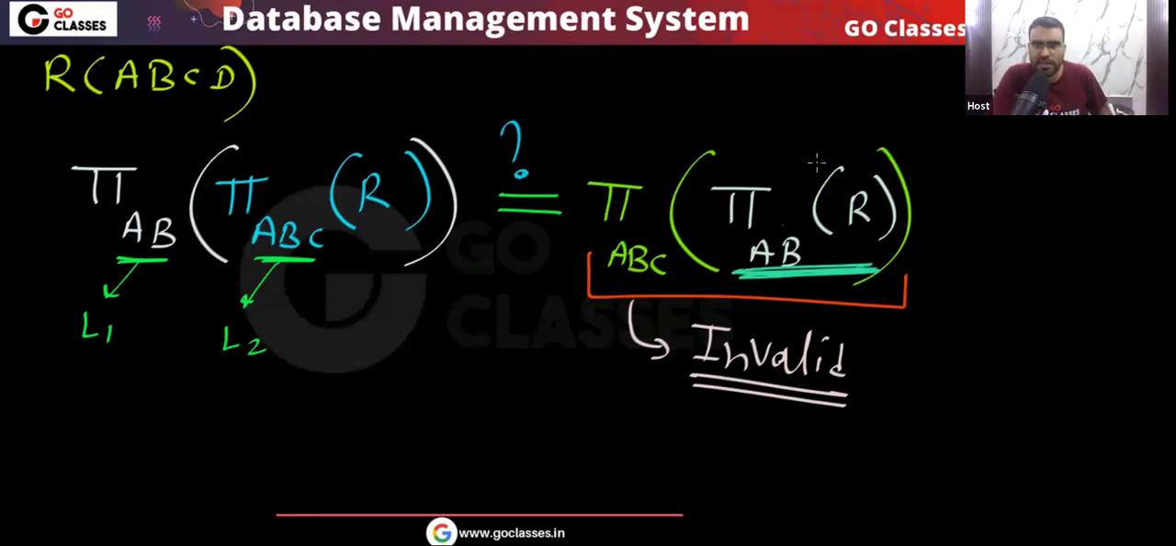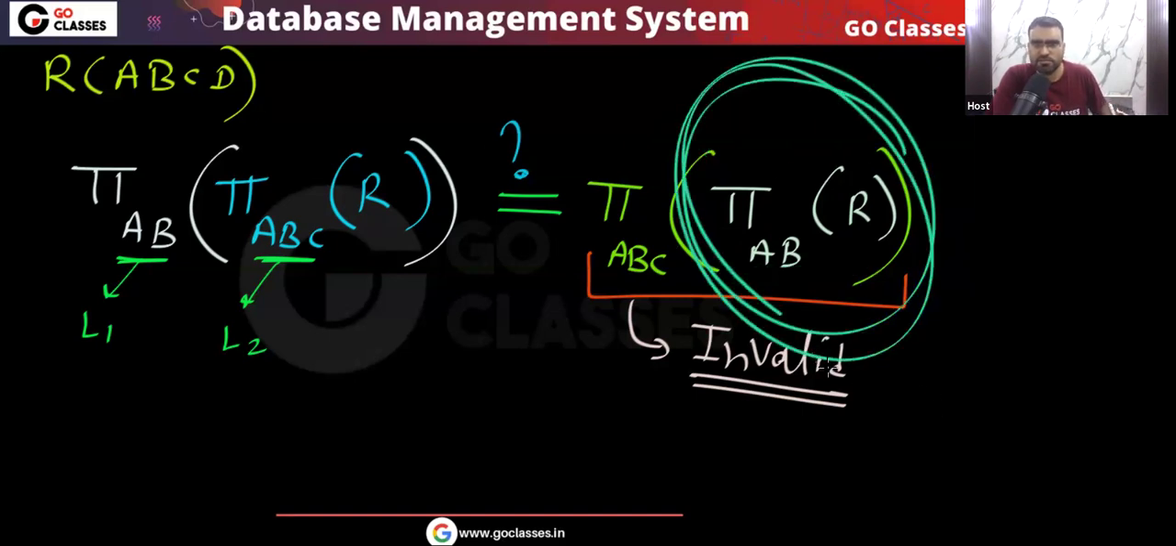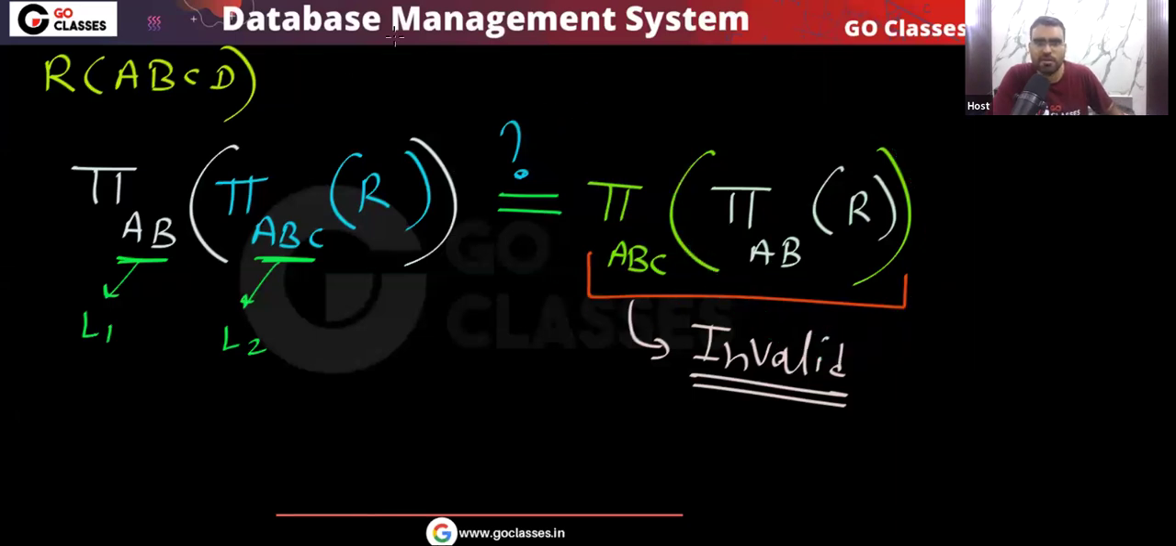First you are projecting AB. Now here you only have AB attributes. Consider this. Here you only have AB attribute. From AB attribute, can you project ABC? From AB, can you project ABC? No. So that is the reason this is invalid. I hope you understood. Is this clear? So this projection is not commutative.